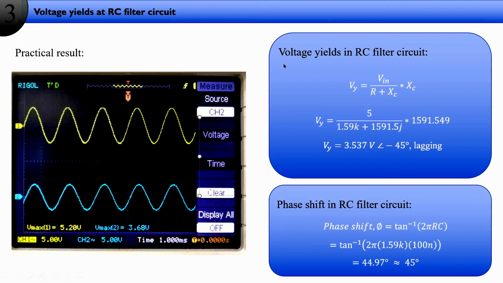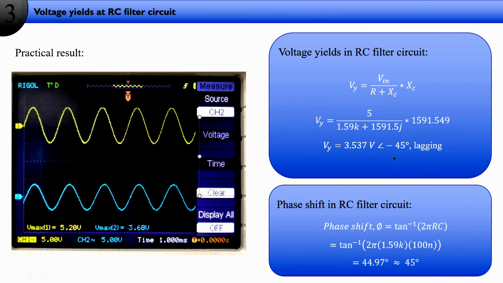So the voltage Vy in the RC filter circuit we can calculate by using the formula Vy equals Vin divided by (R plus Xc) times Xc. So this R plus Xc is actually a Z, where Xc is the imaginary part and R is the real part. So we calculate it, we get a voltage at Vy of 3.537 volts, lagging at 45 degrees.